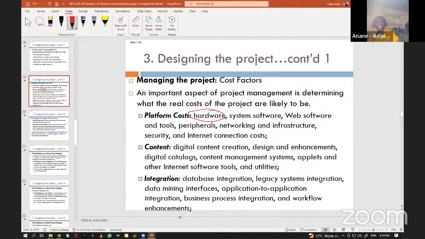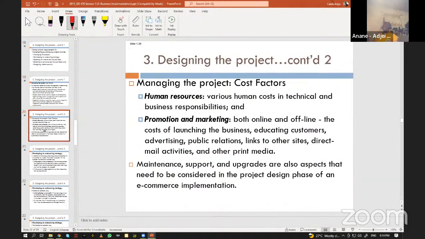Then also integration. How do you integrate customers' database system, legacy system integration, data mining interfaces, application to application integration, business process integration, and the workflow? So we'll be looking more into integration in our next unit, which is our Unit 6. So managing the cost. Another thing we should also be interested in is the human resources, various human costs in technical and business responsibility. So people who will be handling the technical aspects and people who will be handling the business responsibility, all those are part of the human resources.